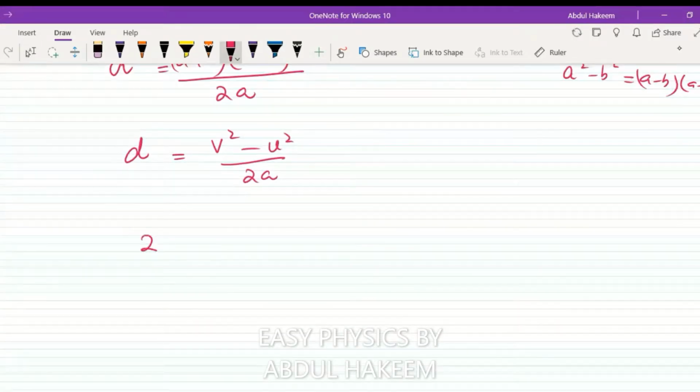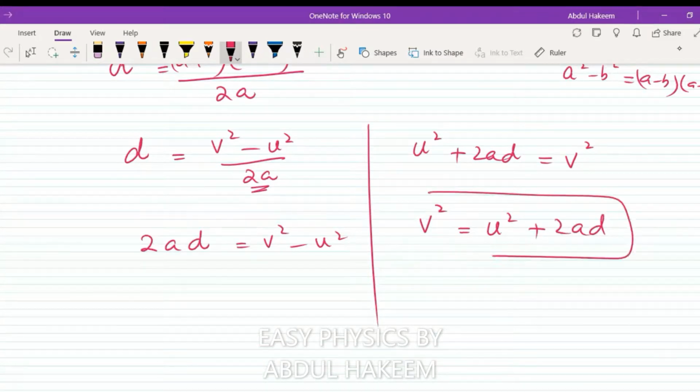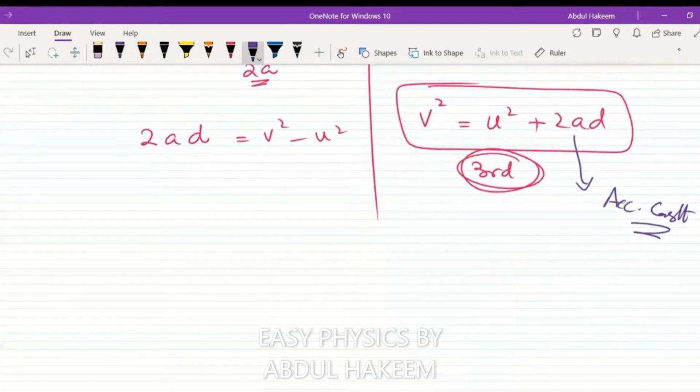Now 2a multiplied with d is equal to v squared minus u squared, and then u squared plus 2ad is equal to v squared. So finally we can write v squared equals u squared plus 2ad. This is the third equation of kinematics, and again, it is only valid when acceleration is constant. This is the derivation of the third equation.